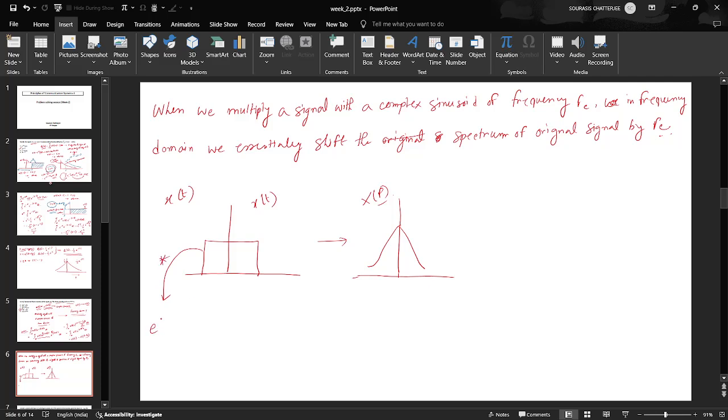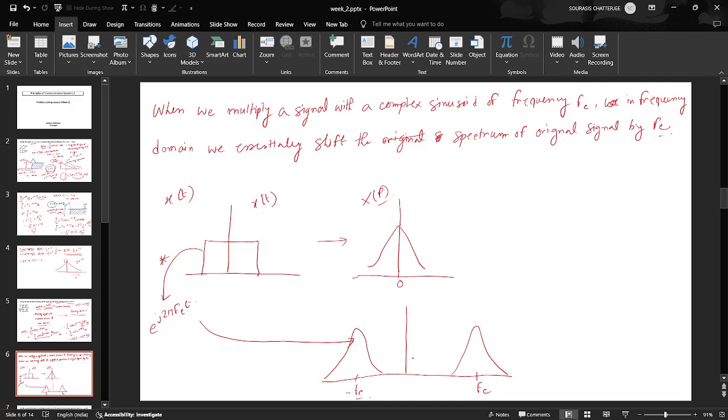So when you multiply this with a complex sinusoid e to the power j 2 pi f_c t, what is basically going to happen in frequency domain? The spectrum shape will remain unchanged but it will be shifted. For example, here we have assumed that the spectrum is centered around 0 frequency. Now it will be shifted in both positive and negative axis, to the center frequency f_c here and center frequency minus f_c here. So that is the effect you will see when you multiply a signal with a complex sinusoid in time domain: its spectrum is shifted.